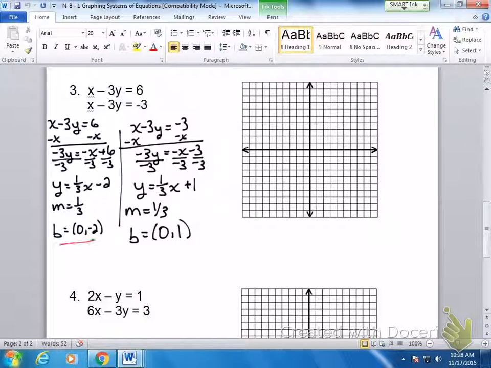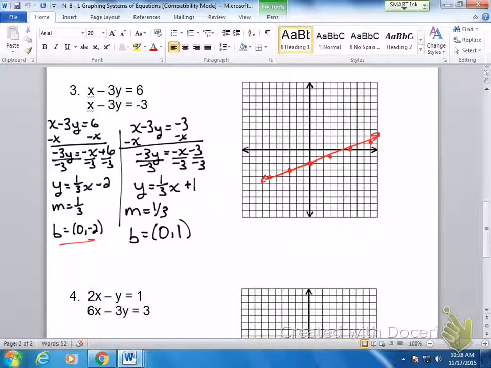I'm going to do our first one in red. I'm going to plot the point 0, negative 2. And our slope's 1/3, so up 1, right 3. Up 1, right 3. Now we may need some on the other side of that. If we were going up 1, right 3, we're going to go down 1, left 3. Let's sketch in our line.